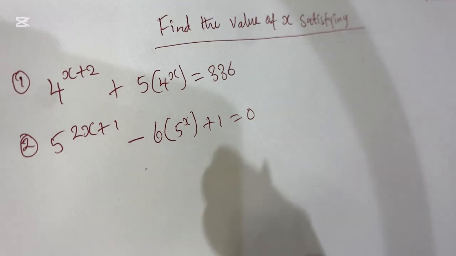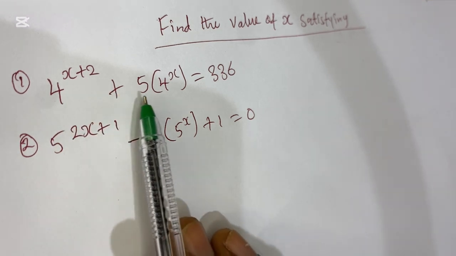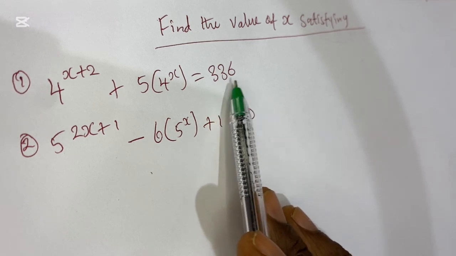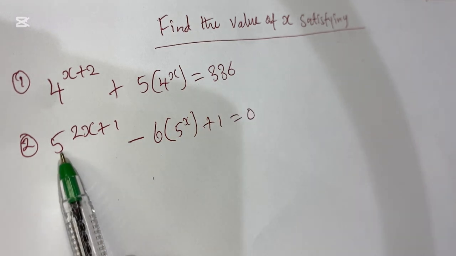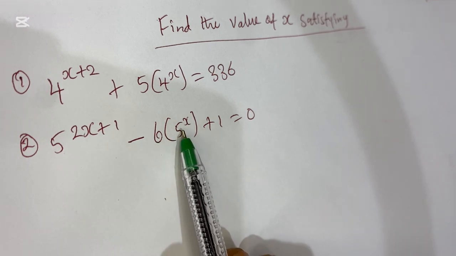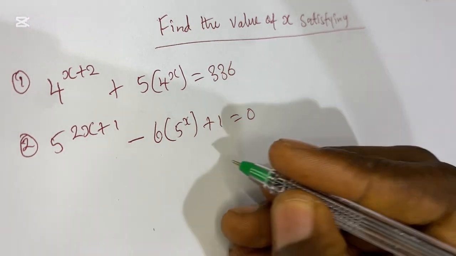All right, before us we are faced with two problems. The first one says 4 raised to power x plus 2, plus 5 bracket 4 raised to power x, equal to 336. Number 2: 5 raised to power 2x plus 1, minus 6 bracket 5 raised to power x, close bracket, plus 1 equal to 0. So, solution.